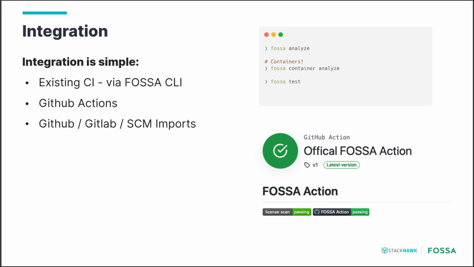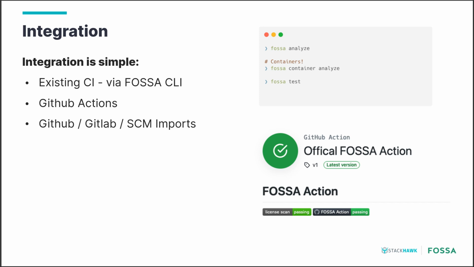I think this is particularly cool because it just fits into what you already have. If you have existing CI, you can just use our Fossa CLI tool and it's going to work. And it's really easy. You just type in Fossa analyze, or Fossa container analyze with the container name if you're using our container product. And then if you want some test results after doing an analysis, you just say Fossa test and you'll get that back. You can run this on your local machine, you can run it in CI. It just works.